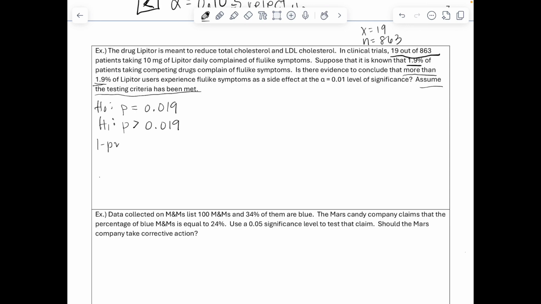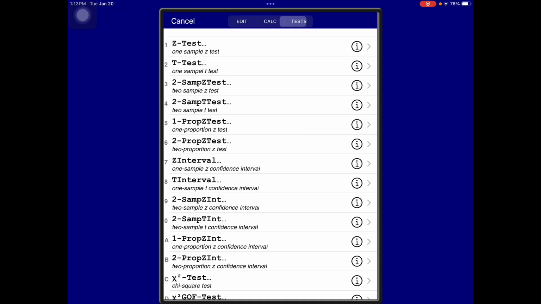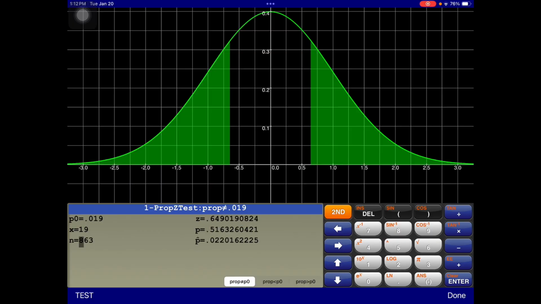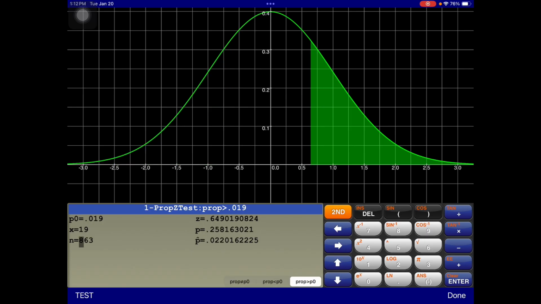And so for this, we are going to also use one prop Z test. Graphing calculator, you're going to go Stat, test, one prop Z test. Your p naught value that you're going to enter in is 0.019. Select enter. X is 19. So type 19 and select enter. And our sample size is 863. Select enter. Also, this is a right tail test, so make sure you select that greater than symbol there, and you should get your p-value given to you on your graphing calculator.